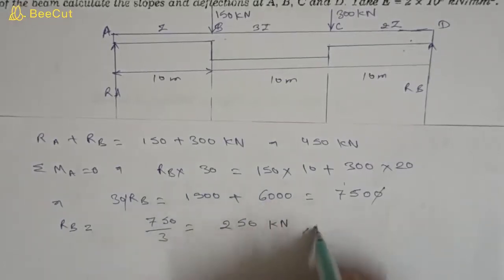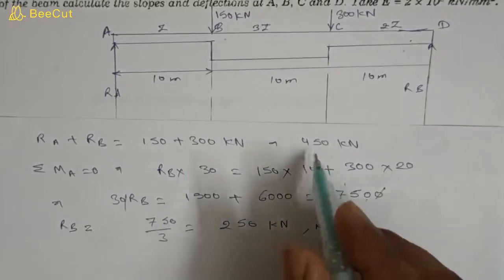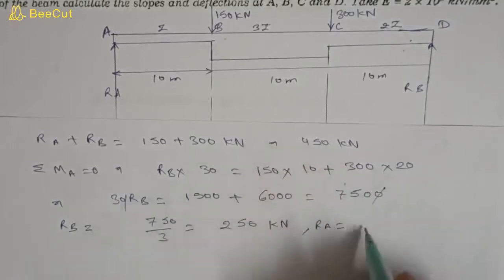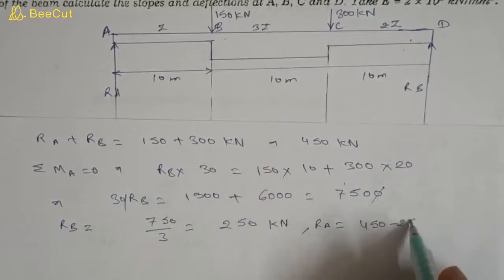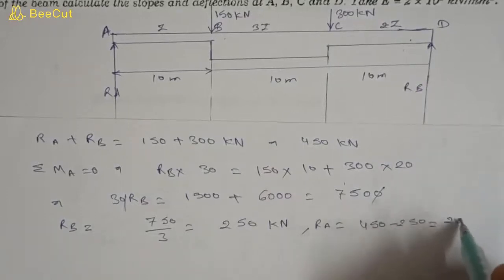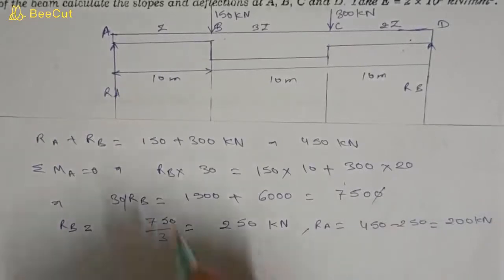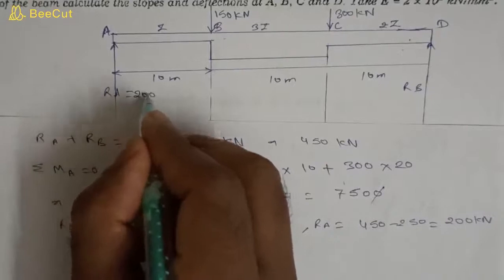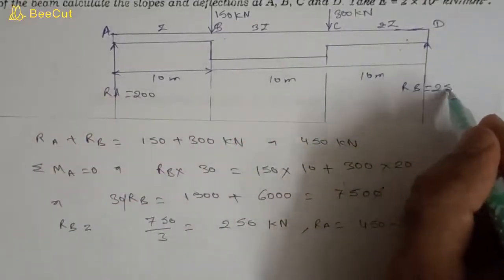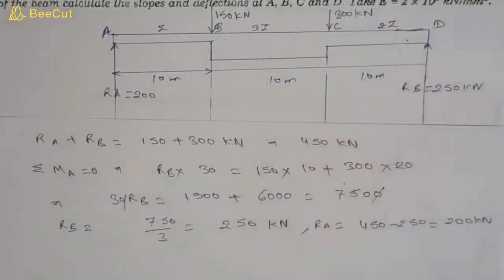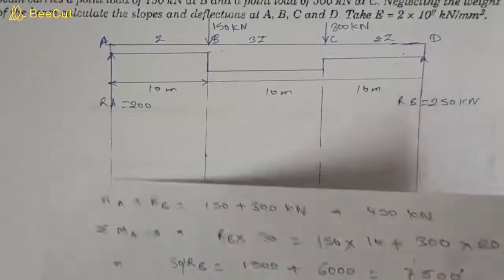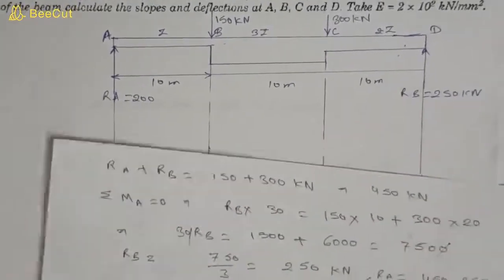So RA is total 450 minus RB. So it will be 450 minus 250, so it is 200 kilonewton. So we have found the values of RA and RB. This is 200 and this is 250 kilonewton. Now we will draw the bending moment diagram.